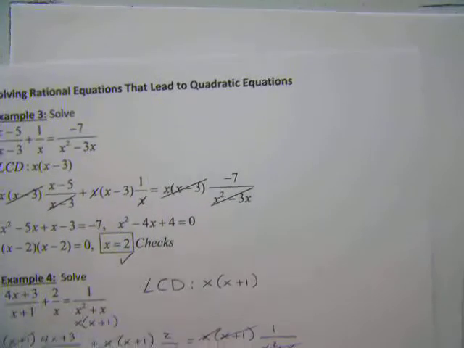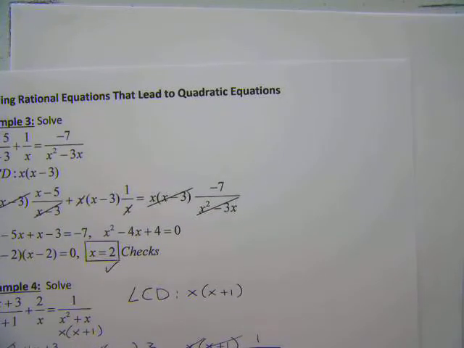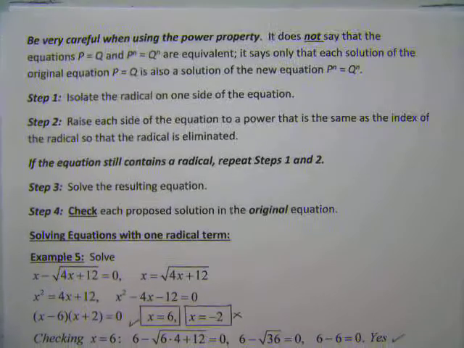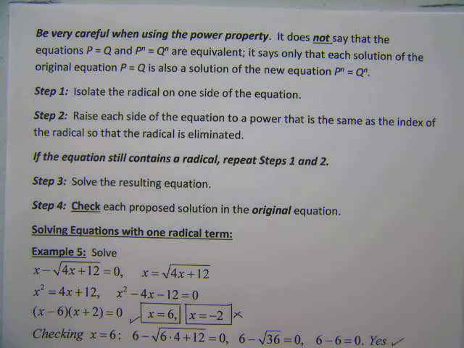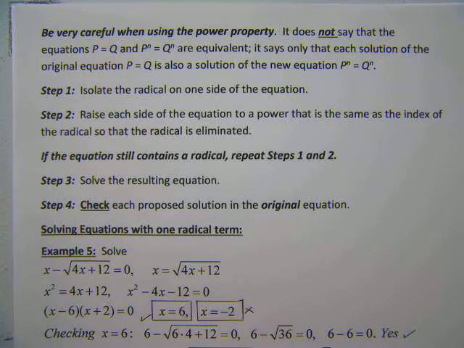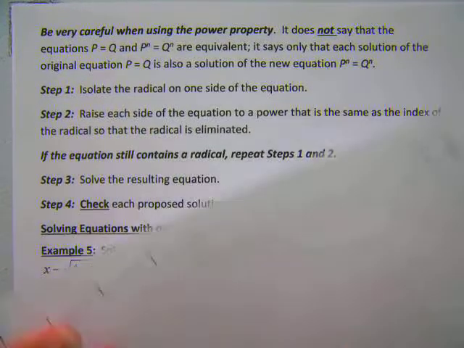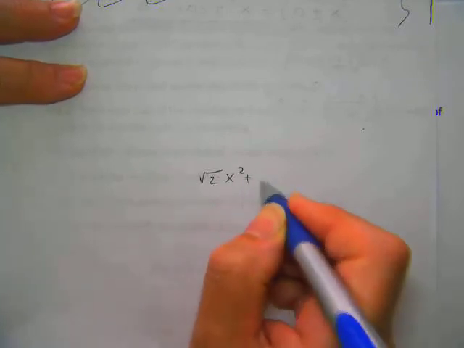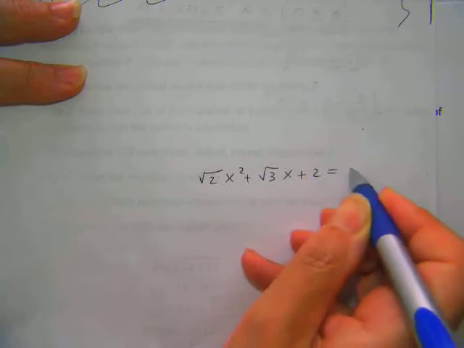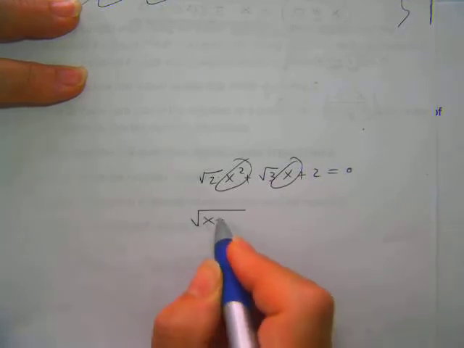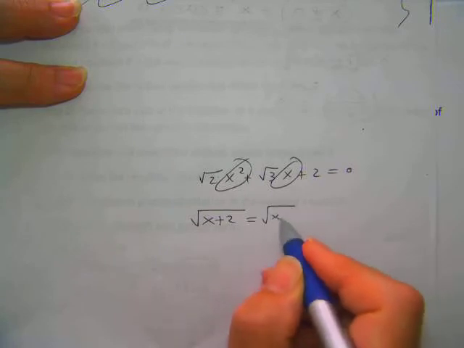Okay, so now let's look at the second type, which is radical equations. Keep in mind that when we say radical equations, that means there's a radical expression. And again, a radical expression is not having something like the square root of 2x squared plus the square root of 3x plus 2 equals 0. That's still a quadratic equation. So radical equations is when the variable is inside the radical.